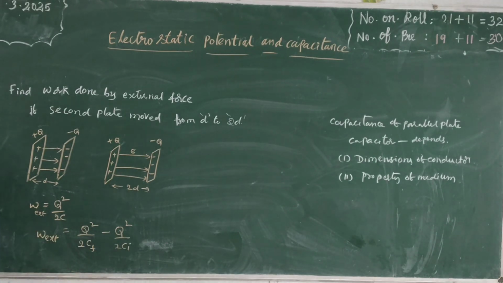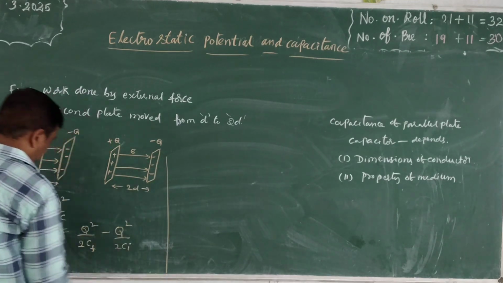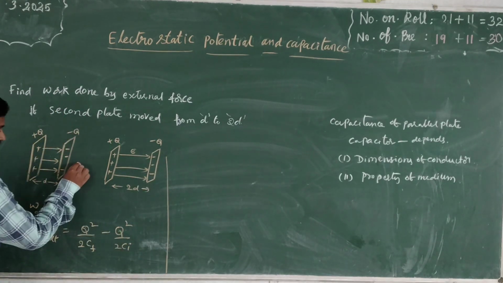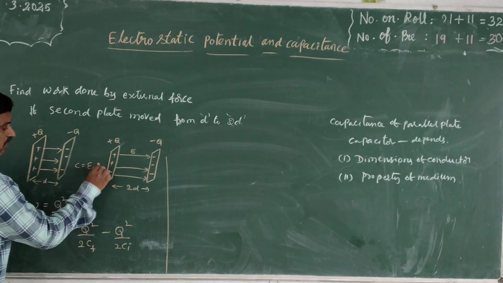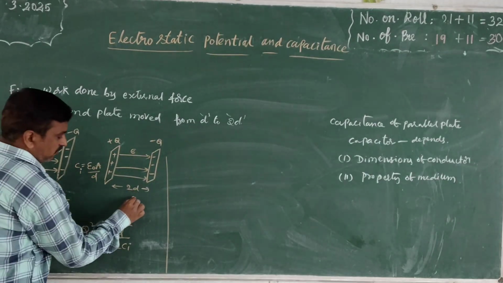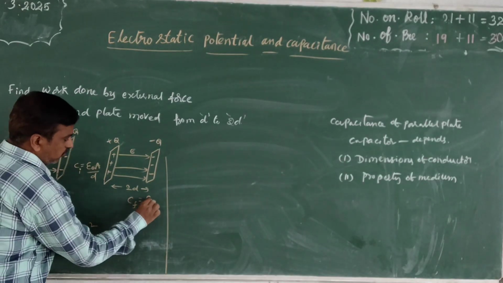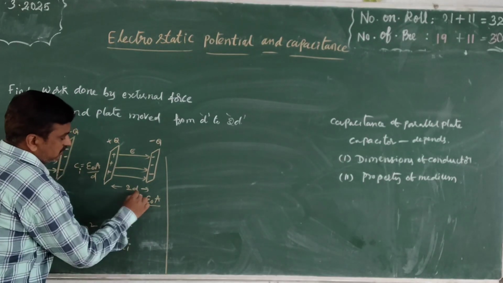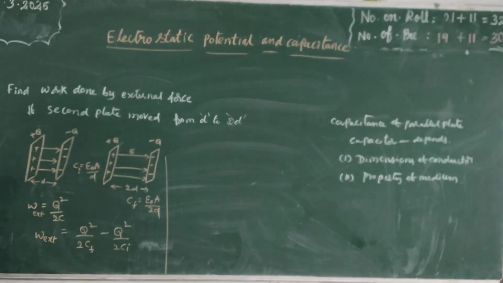What is the final capacitance? Capacitance is given by the formula epsilon naught A by d for the initial capacitance. For the final capacitance, it is epsilon naught A by the distance, which is here 2d. This is the final capacitance.